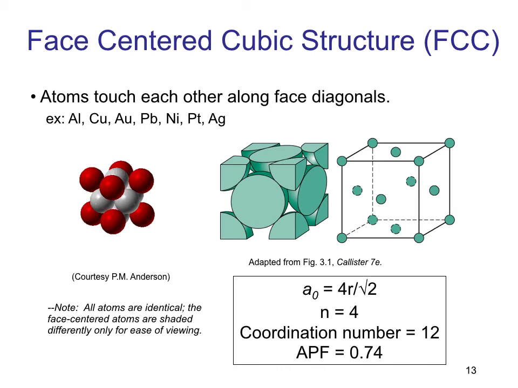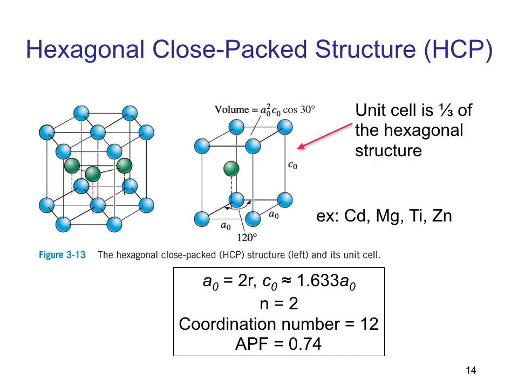In a face-centered cubic structure, FCC, there are atoms in each corner and in the center of each of the 6 faces. Notice how the atomic packing factor is 74%. This is the highest packing factor for metals. The hexagonal close-packed structure also has an atomic packing factor of 0.74, 74%. Note how the unit cell is only one-third of the structure, as it is the simplest way of describing the arrangement.